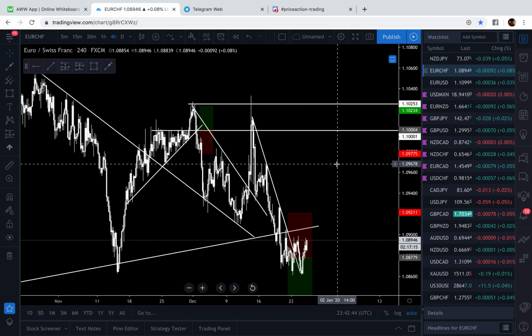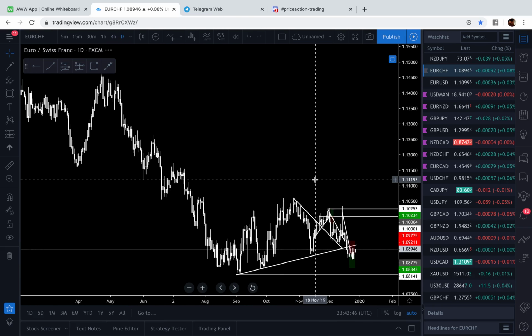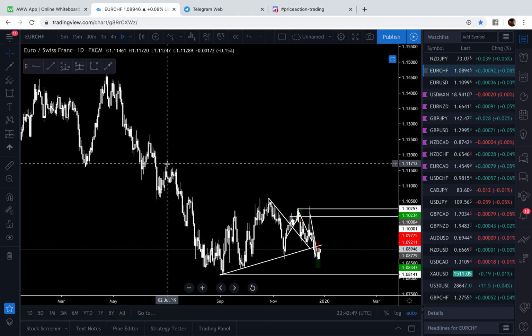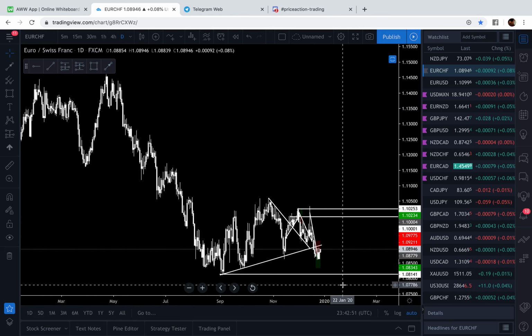However, let me look at this trade I took. Here, if we're looking on the daily, overall price is going downwards, and it went sideways for a while, and it started going downwards again.